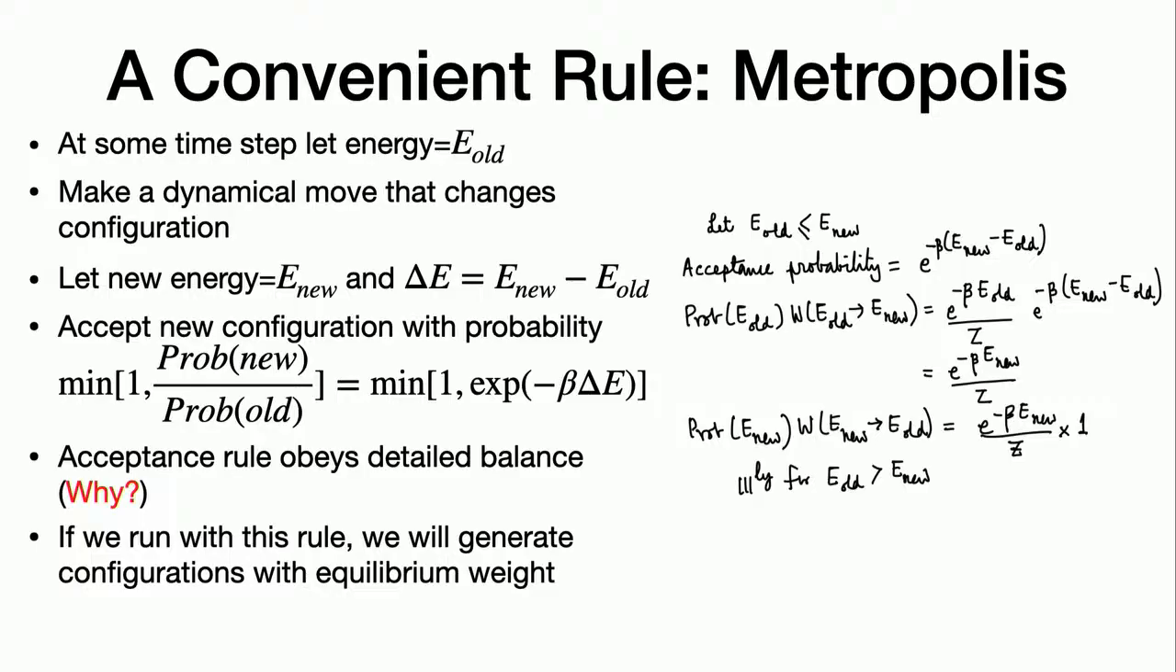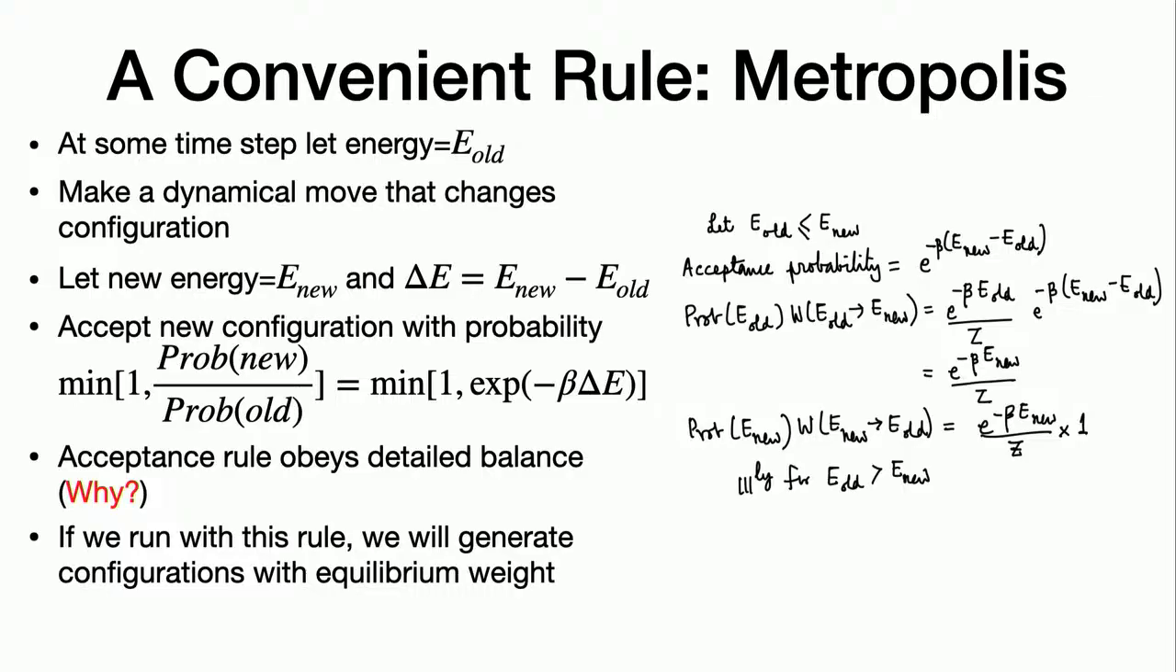But we need to show that if I use this rule, my detailed balance is satisfied. So I've given a small argument here. Suppose your E old was lower than E new. I am right now in E old. My new configuration has energy E new. Therefore, my acceptance probability by this rule is e to the power minus beta into E new minus E old, which is positive. Now, all that we have to check is, is detailed balance satisfied? So, what is the probability of E old times W of E old to E new? It is the probability of E old, e to the power minus beta E old by Z, times the probability of going to the new one, e to the power minus beta into E new minus E old. Then the E old terms cancel out and you get this answer.